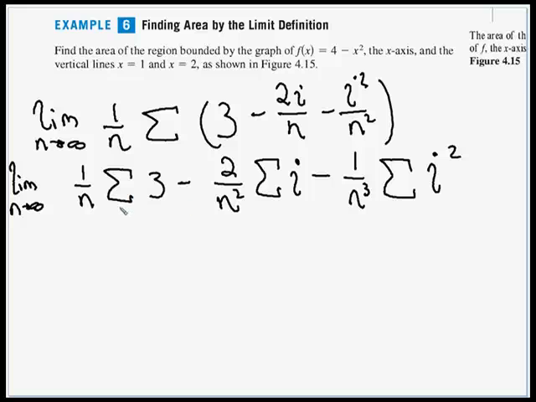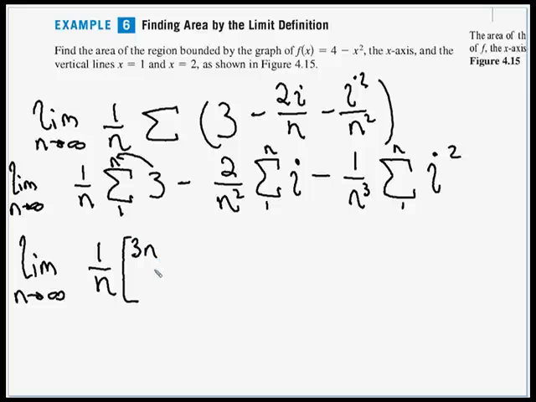Okay, and remember, on all of these, we're summing from 1 to n. We have to remember we're still thinking about this as a limit as we're going to infinity. The summation of just a constant is the constant times our upper bound. So that's going to be 1 over n times 3n. And the n's are going to cancel. So we're just going to be left with plain old 3 for that term.